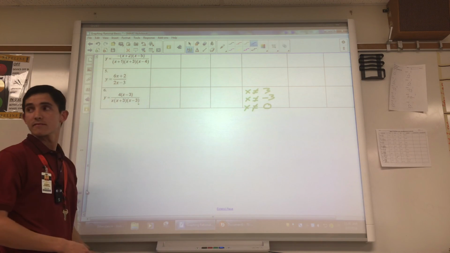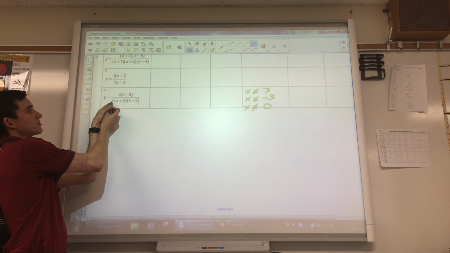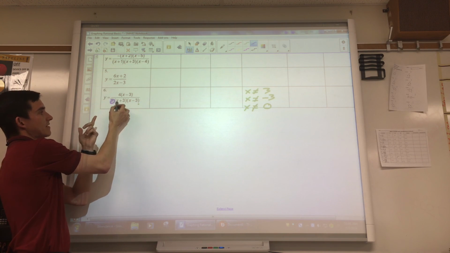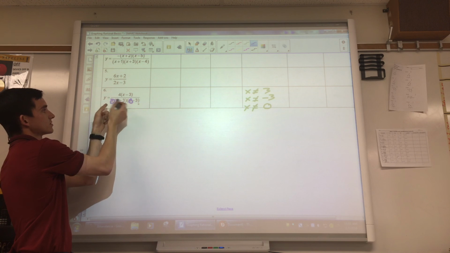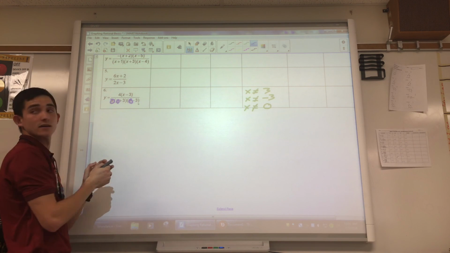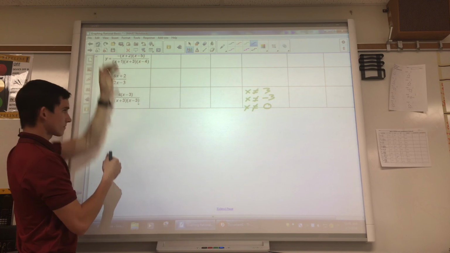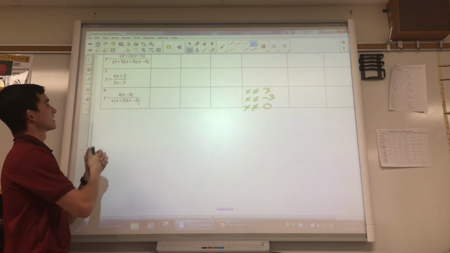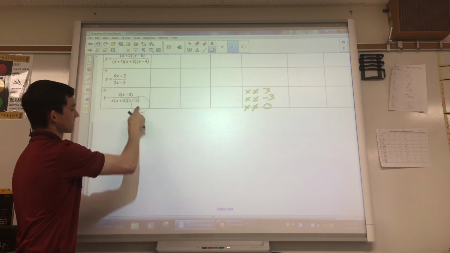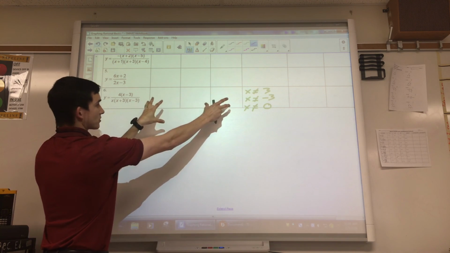Okay. Why can't it be 0? Because if x were 0 right here, you would take 0. And even though that's a 0 and that's a 0, what's 0 times 3 times negative 3? 0. So you'd be dividing by 0. So the question was, why could it not be 0? All right. So you're going to have 3 total of these things.